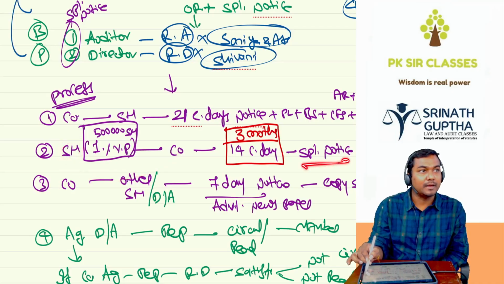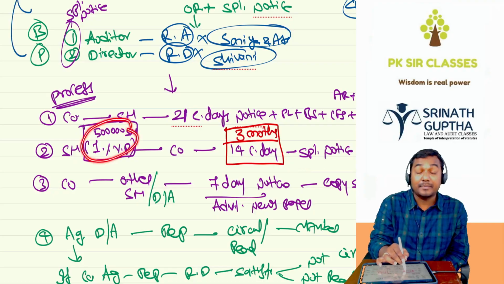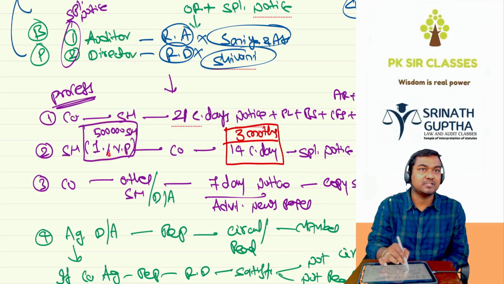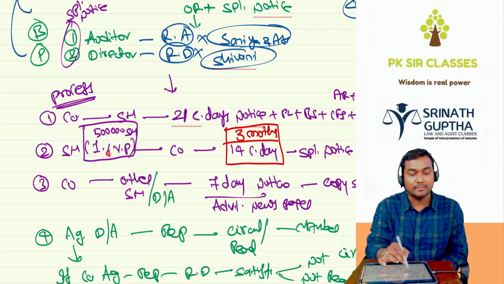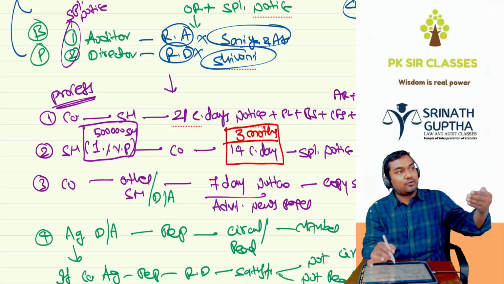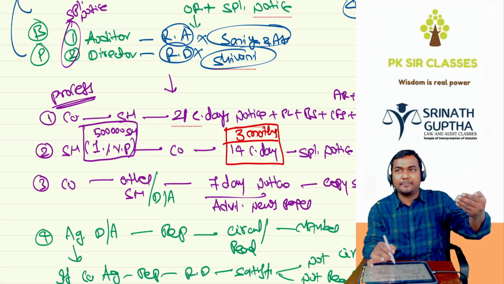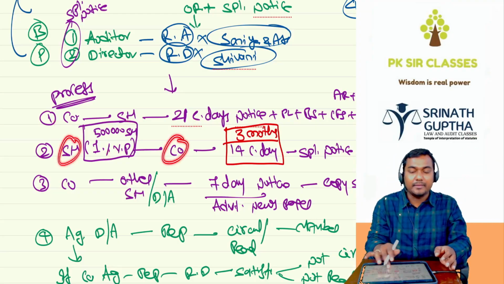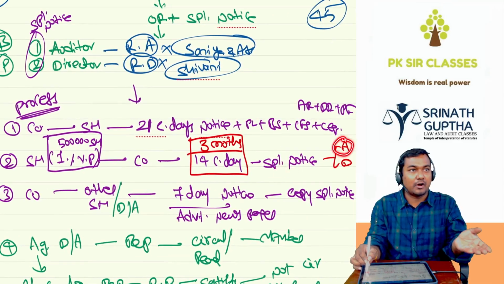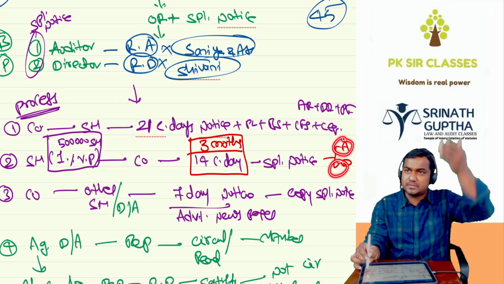Special notice to company if he is having 1% of the voting power, or 5 lakhs worth of the shares. Clear, beta? So company to shareholder 21 clear days notice. So member reading the notice, he is not happy with the performance of the company, then member to company, he can give the special notice regarding the non-appointment of existing auditors, non-appointment of the existing directors, proposing new people as director and auditor.